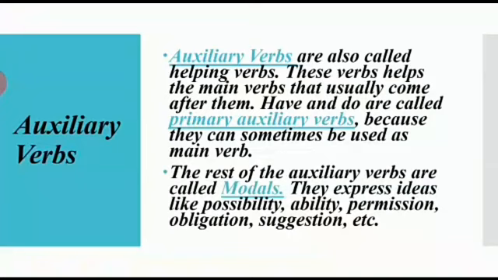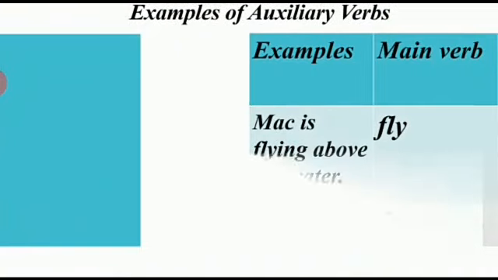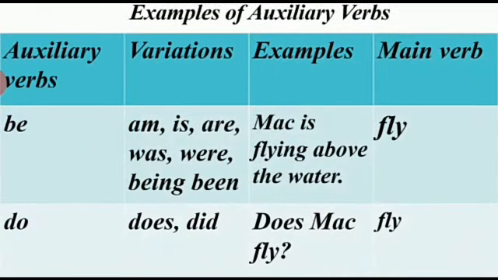Let us understand about auxiliary verbs, the primary auxiliary verbs which are sometimes used with the main verbs. Examples of auxiliary verbs, you can see here: be and do. The variations of be and do can be is, am, are, was, were, being, been. Mac is flying above the water. So fly is the main verb here, right? It is supported with is, which is the auxiliary verb.